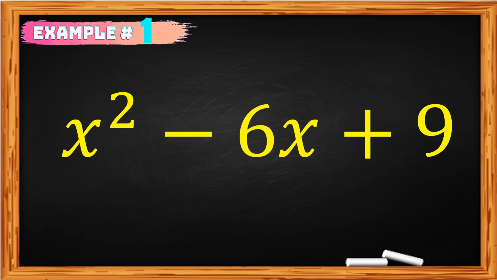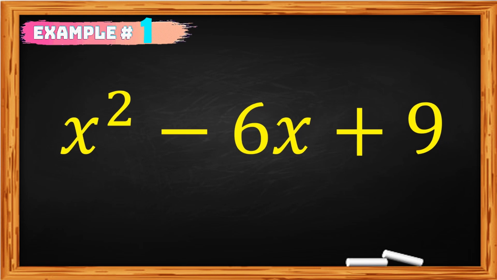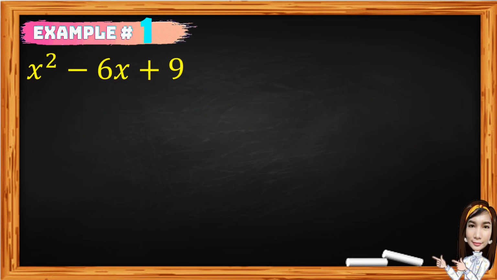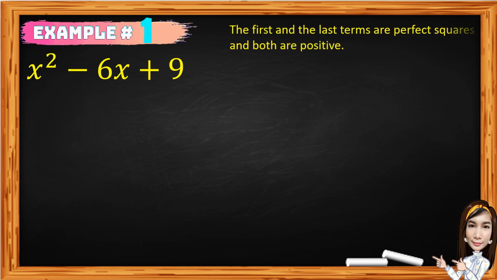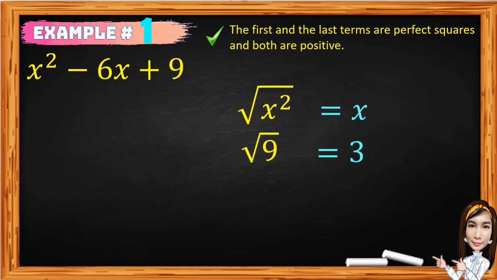So let's have number 1, x squared minus 6x plus 9. Now let's see if the given satisfies the two conditions. First, the first and the last terms are perfect squares and both are positive. X squared and 9 are perfect squares and they are both positive. So that is yes. So square root of x squared is x and square root of 9 is 3.